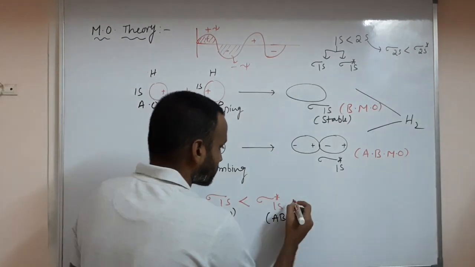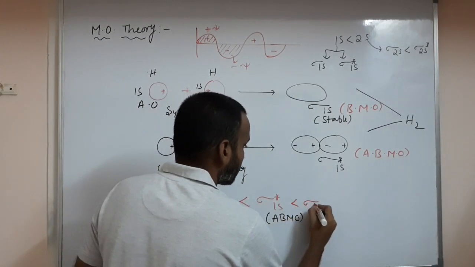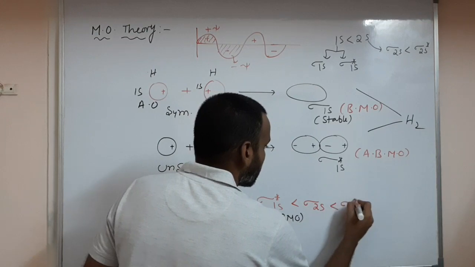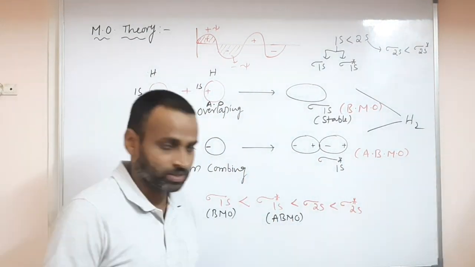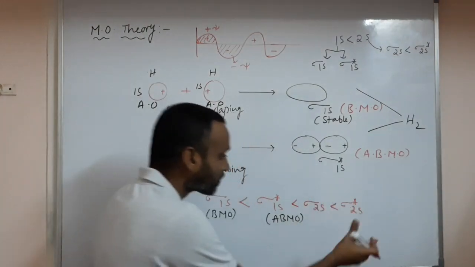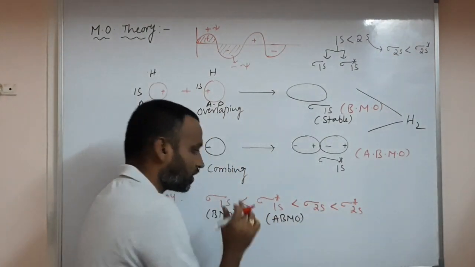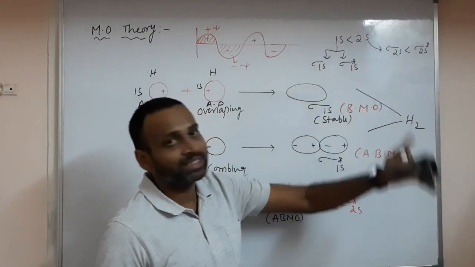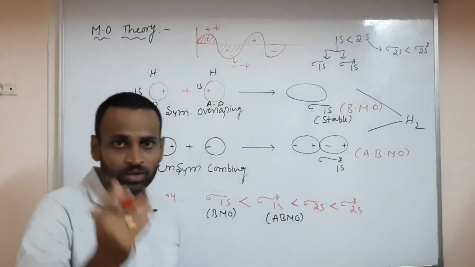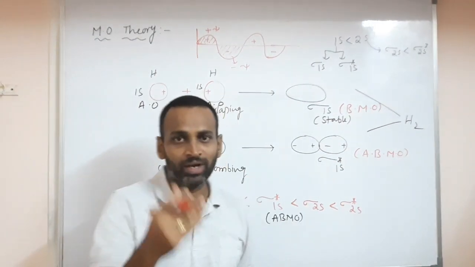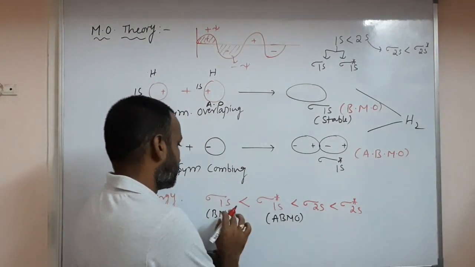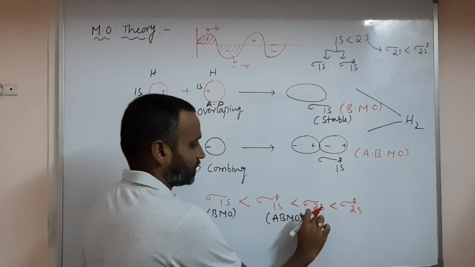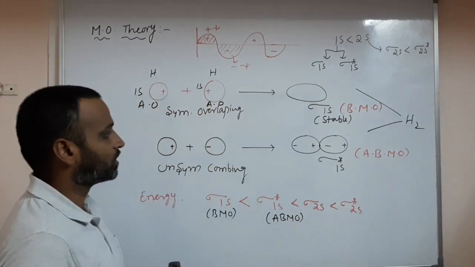So after sigma star 1s, you will get sigma 2s, sigma star 2s, like this. This is the order of energy for s orbitals. Why is 2s written afterwards? It means the 1s orbital actually has less energy than 2s, according to that n plus l value in the Aufbau diagram I showed in the previous class. So: sigma 1s, sigma star 1s, sigma 2s and sigma star 2s.